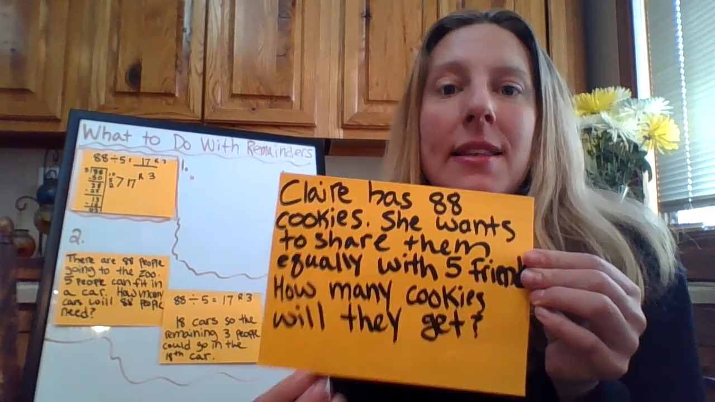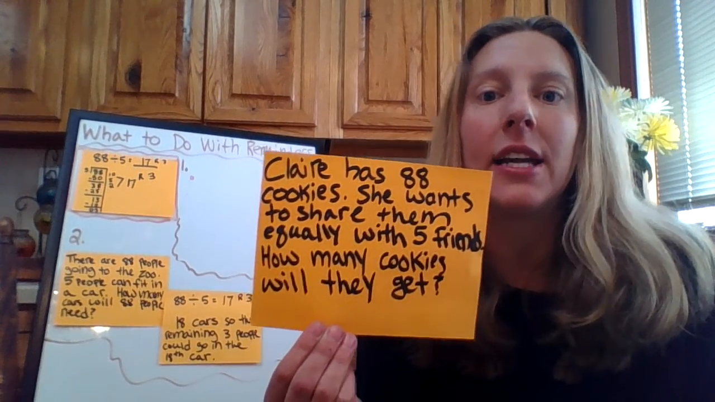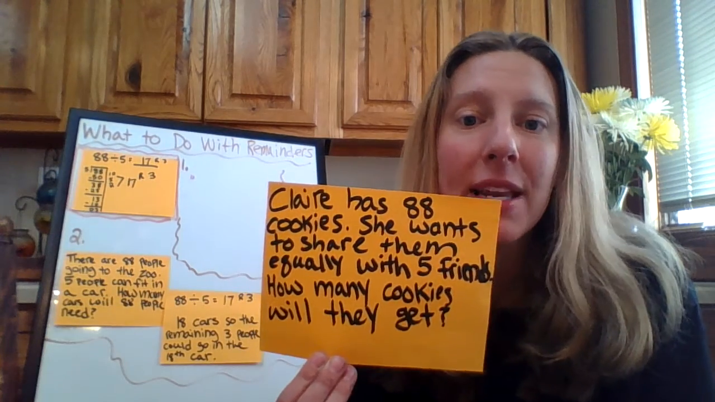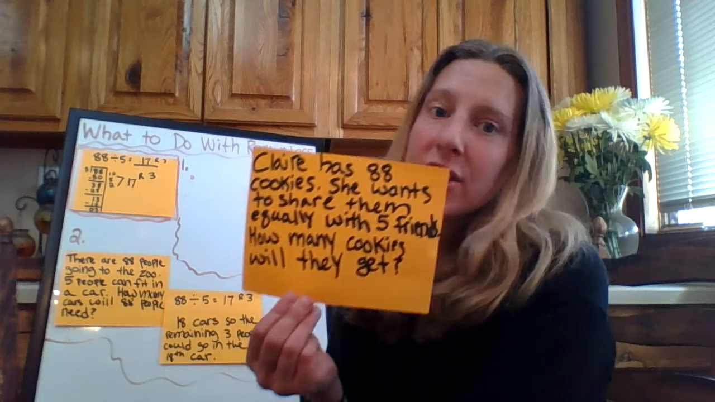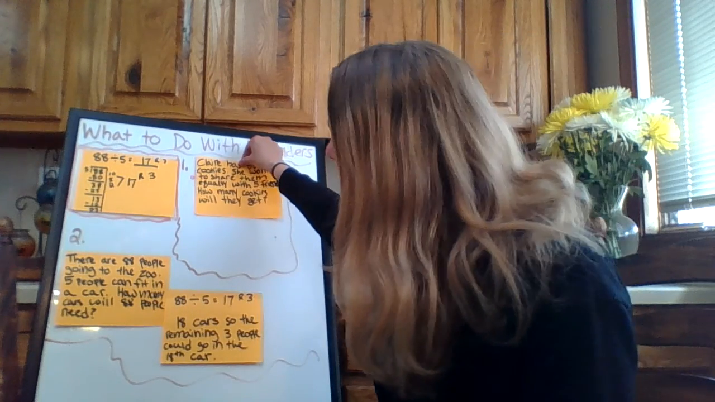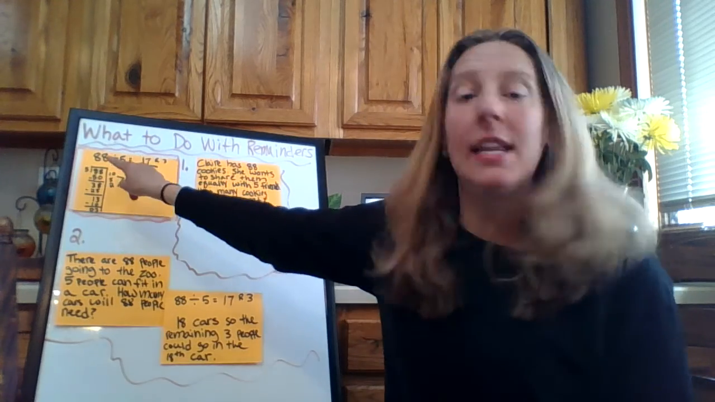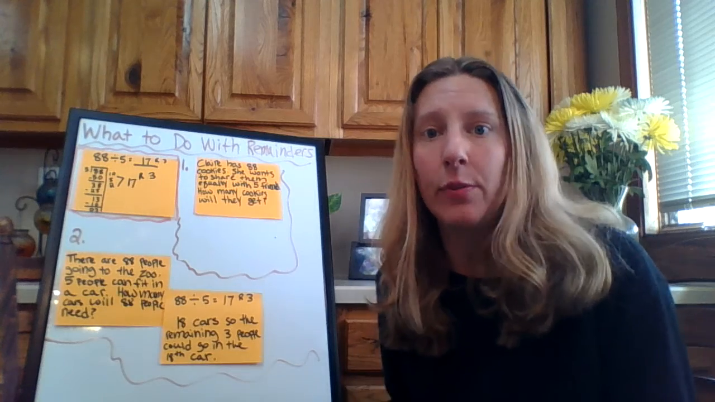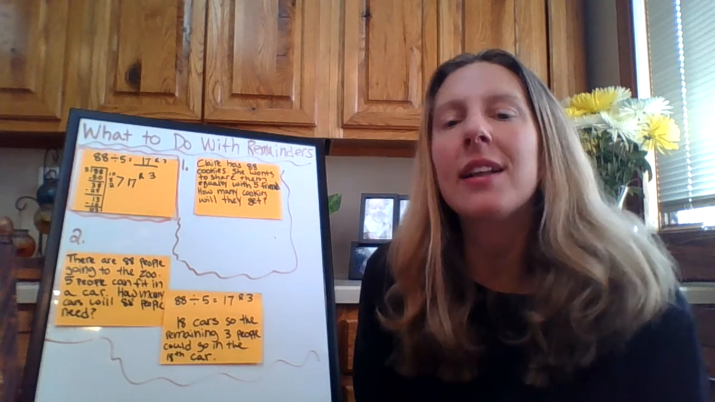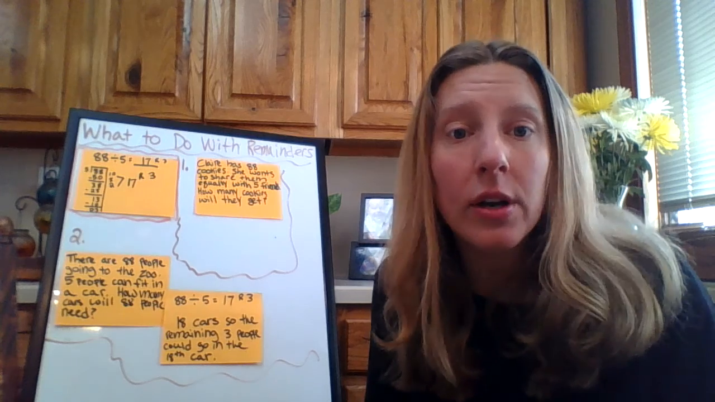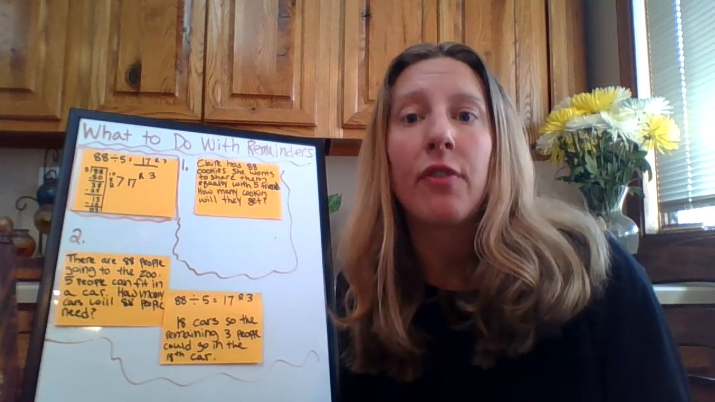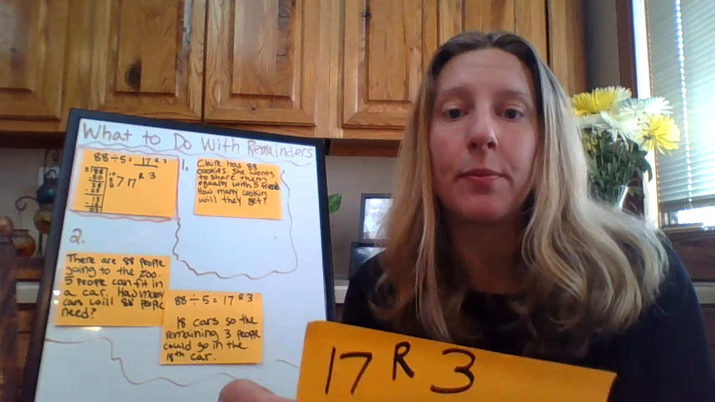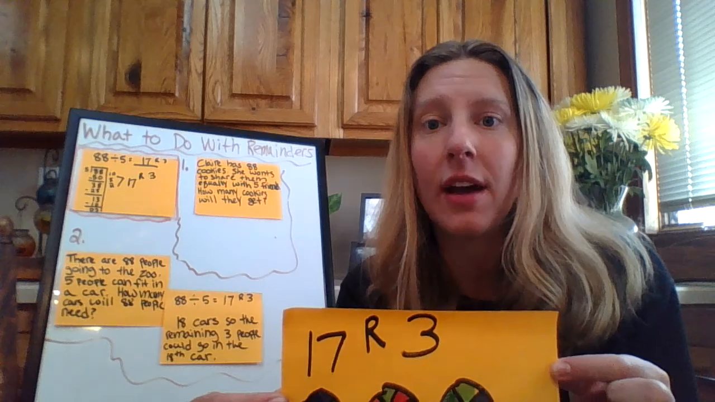Okay, so the problem is Claire has 88 cookies. She wants to share them equally with 5 friends. How many cookies will they get? So we know the division problem is 88 divided by 5, which we already solved, and we know the answer is 17 remainder 3. However, that doesn't tell us how many cookies each of the 5 friends will get because we have a remainder. We have 3 cookies left over.